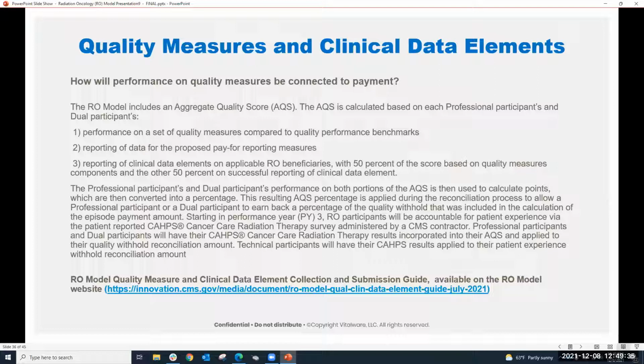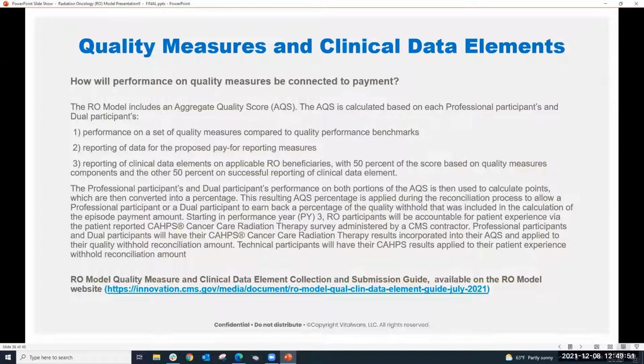That's the only one that is paid for reporting. So you get 100% just if you submit it. And then it's also based on reporting of clinical data elements on the oral beneficiaries. So, which we'll talk about next.